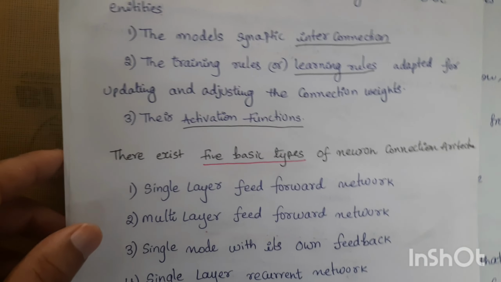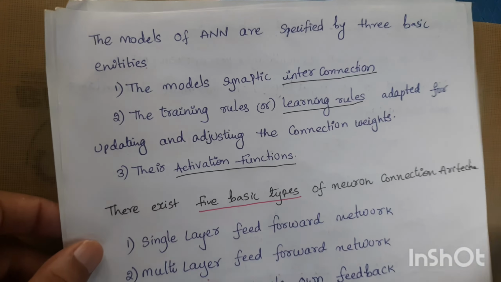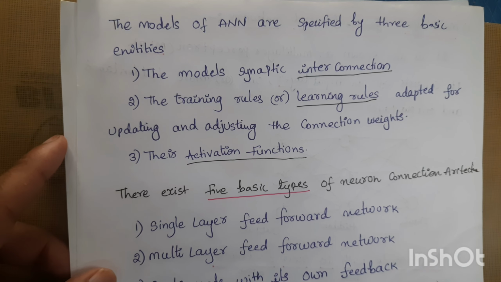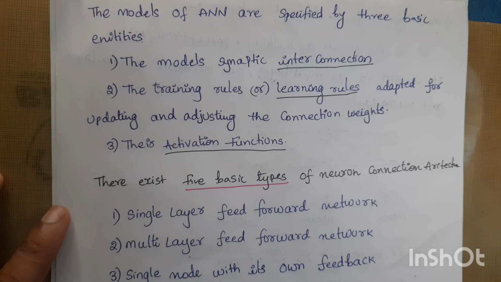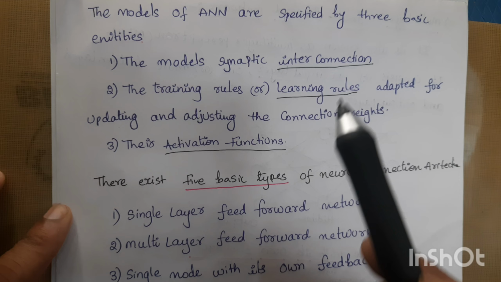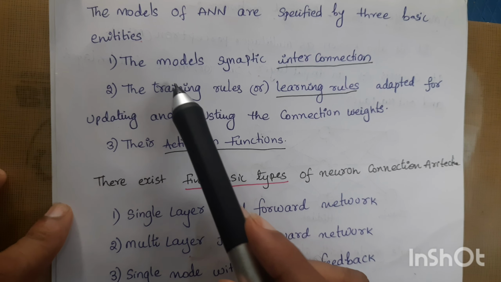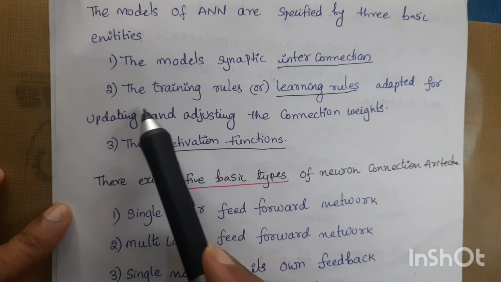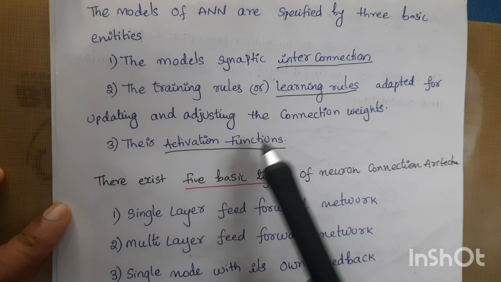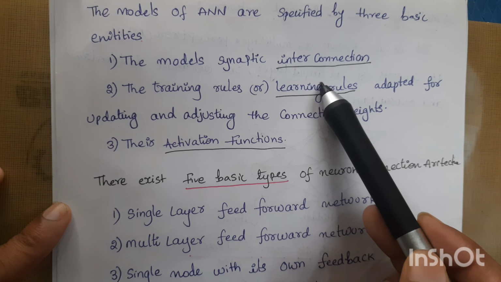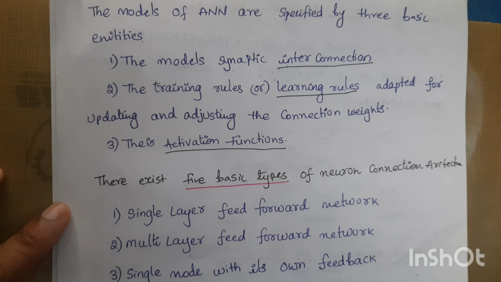Now we'll see the basic models of ANN, continuation. So the models of ANN are specified by three entities: the synaptic interconnections, the training rules, then the activation functions. Interconnections, learning rules and activation functions.